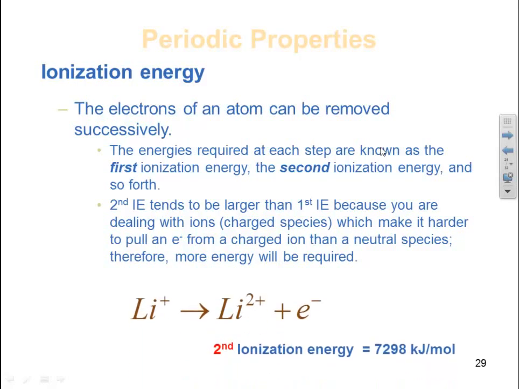Look at lithium plus going to 2 plus. The second ionization energy is 7,298 kilojoules per mole. That is extremely larger than the first ionization energy. You got to realize once we took off 1 electron from lithium, it got to an octet, so it really doesn't want to lose any more electrons. So pulling that second one is going to be even harder because it's a charged species as well as you're trying to pull it off from its octet.